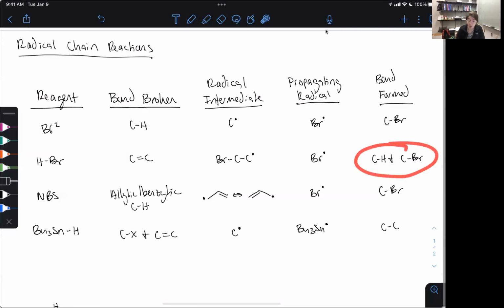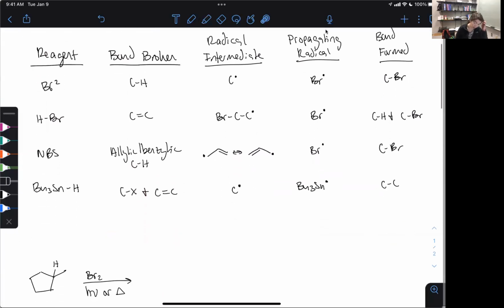Because if you look at the bonds formed, they are the exact same bonds formed as when we just did an alkene with HBr, but you'll see that there's definitely a difference there. NBS is N-bromosuccinimide, and it is another bromination type of reaction, and it specifically brominates allylic or benzylic CH bonds to make new carbon-bromine bonds. And then the last one, which is really interesting, uses carbon-halogen and carbon-carbon pi bonds to make new carbon-carbon sigma bonds. So it's a really nice reaction to make carbon-carbon bonds. We're going to talk about each one of these in turn.